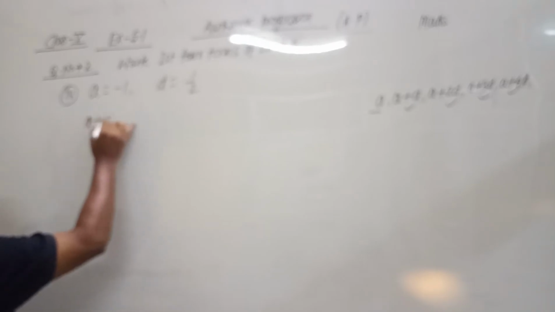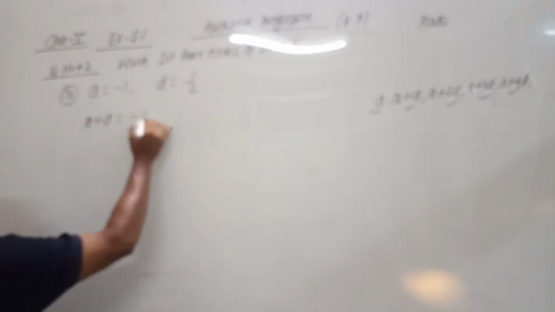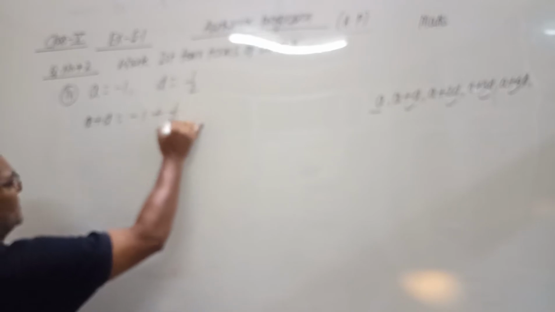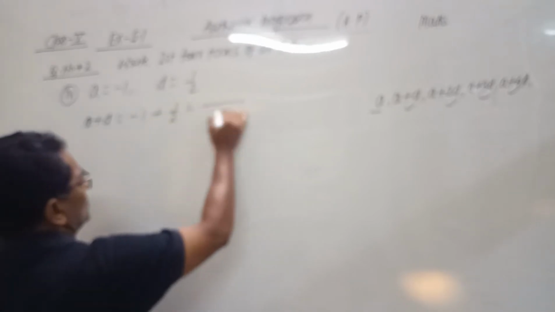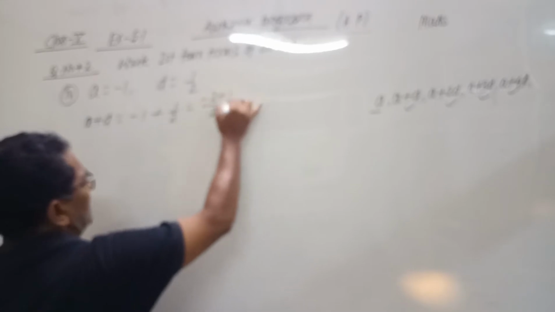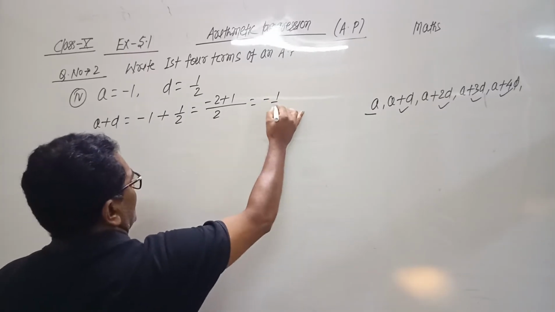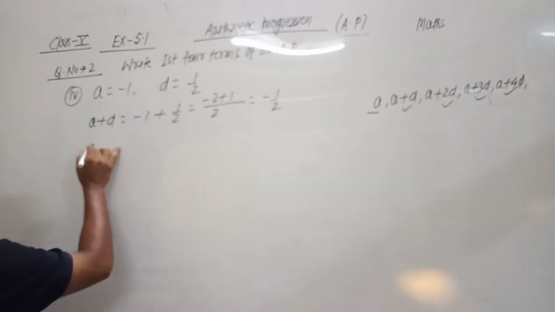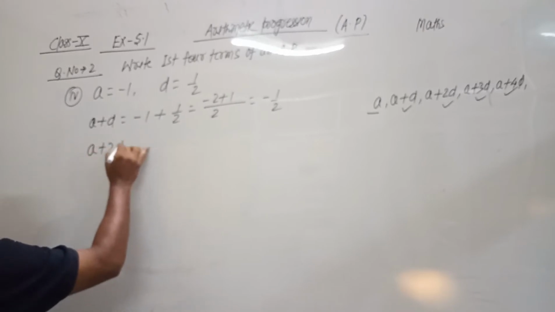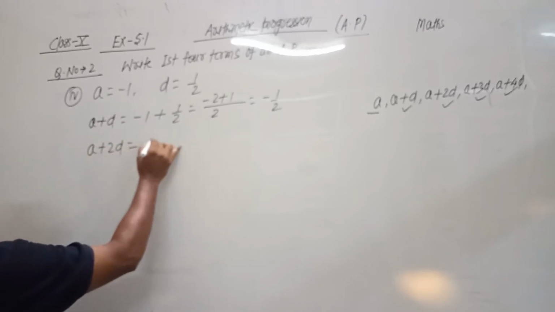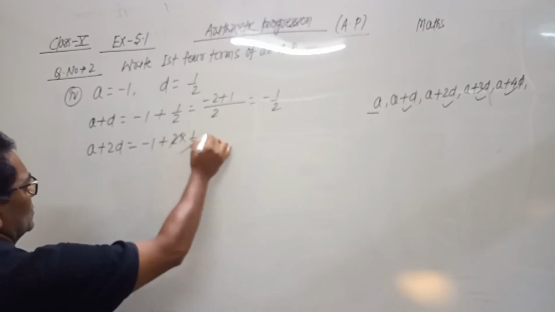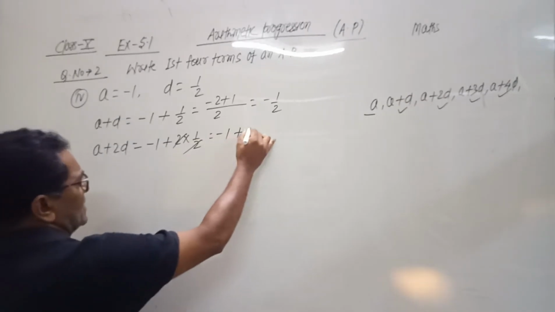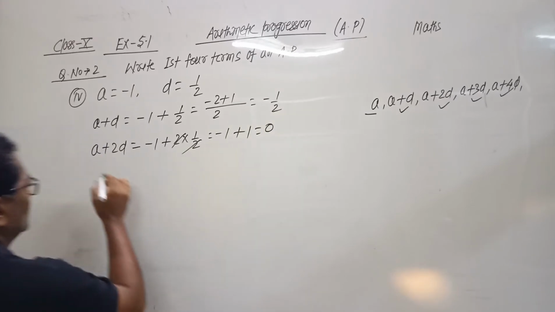So the next term is A plus D. The value of A is minus 1. The value of D is 1 by 2. Taking LCM, we get minus 2 plus 1 over 2. This is minus 1 by 2. Similarly, the second term, A plus 2D: minus 1 plus 2 into 1 by 2. We get minus 1 plus 1 equals 0.